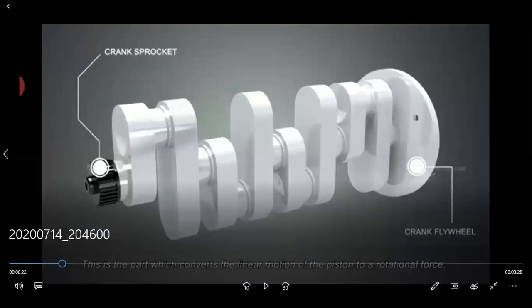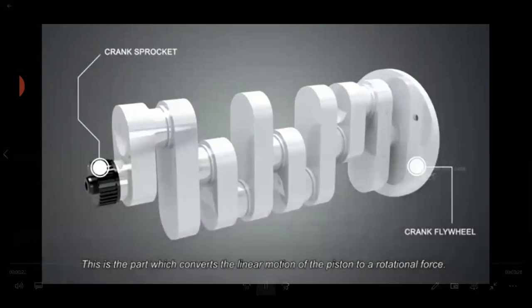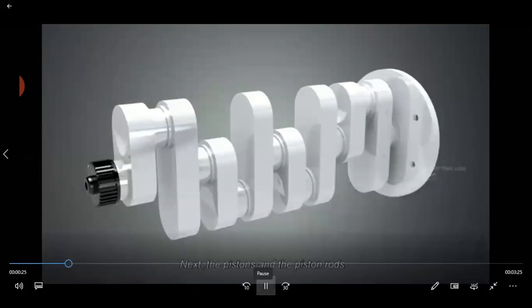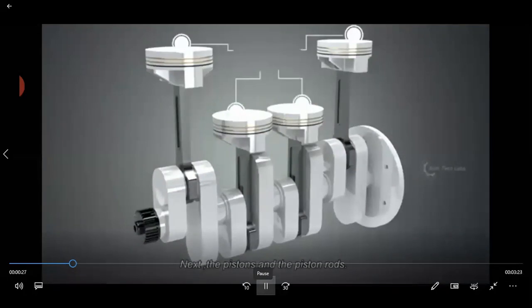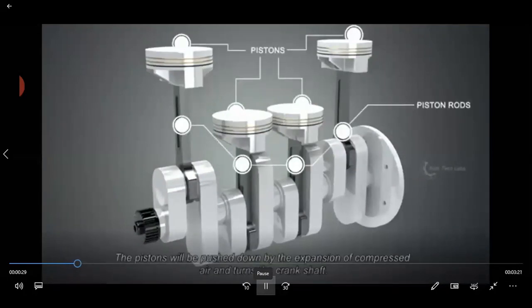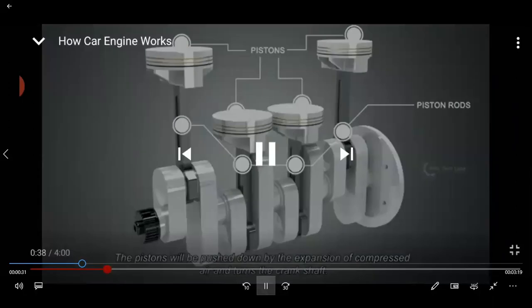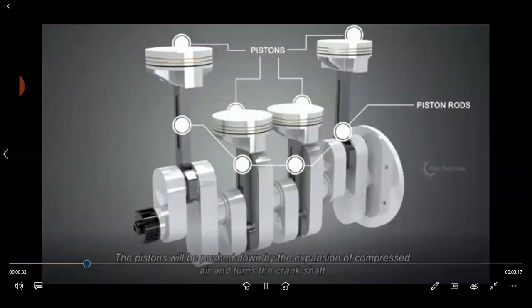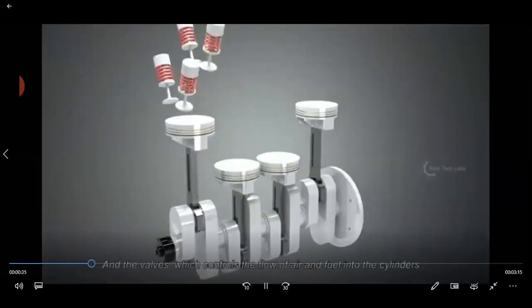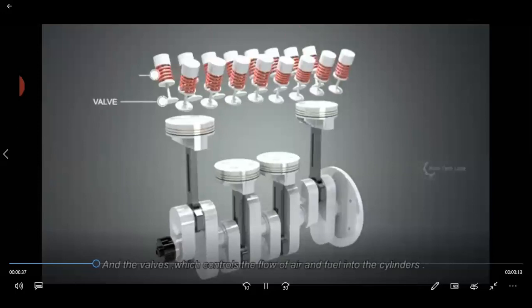On these parts, the pistons are connected via the connecting rod. So here the connecting rod will have the attachment. See how the connecting rods are connected to the pistons here. This is the piston, the upper part. Valves.